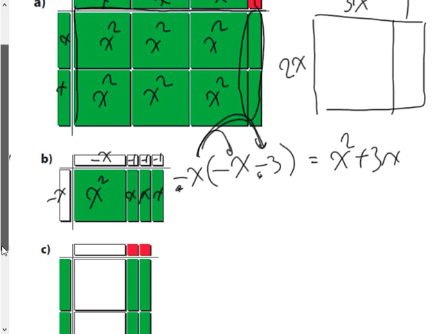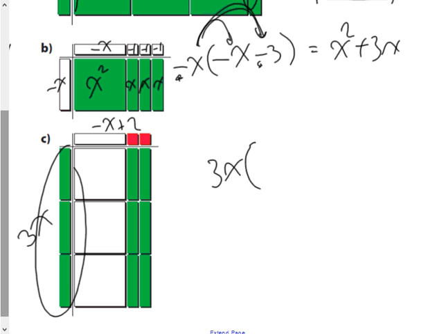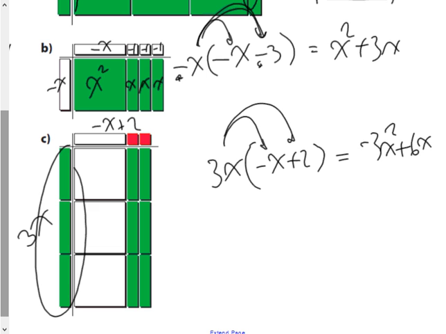And our third question, C, looks complicated, but it's not that bad. Here is our monomial right here. That's 3x's multiplied by a negative x plus 2. So if I was to write that using distributive property, it'd be 3x multiplied by a negative x plus 2. And inside will be our solution. That's going to be negative 3x squareds and 6x's. And again, we would have seen that had we expanded it using distributive property, we could have gotten the same answer.